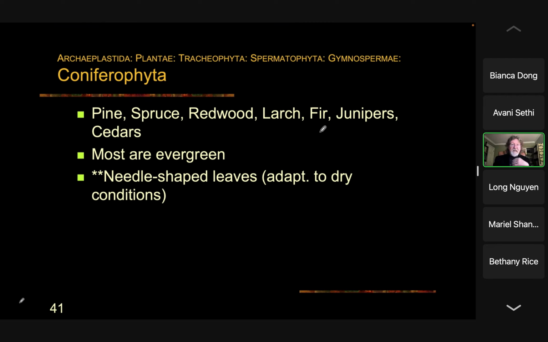Now, it is indeed that junipers and cedars, their leaves are somewhat flattened, but they're still not broad, flat tissues like we find in angiosperms. And so we'll go ahead and just give this as an apomorphy so that we have something to grab onto.